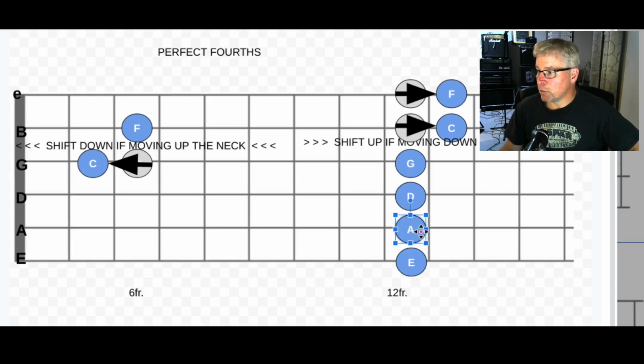Given a root note, its perfect fourth is just above it. And when we get to the G string, its perfect fourth is above it, 1 fret to the right. Now, given a root note on the B string, its perfect fourth is just above it.